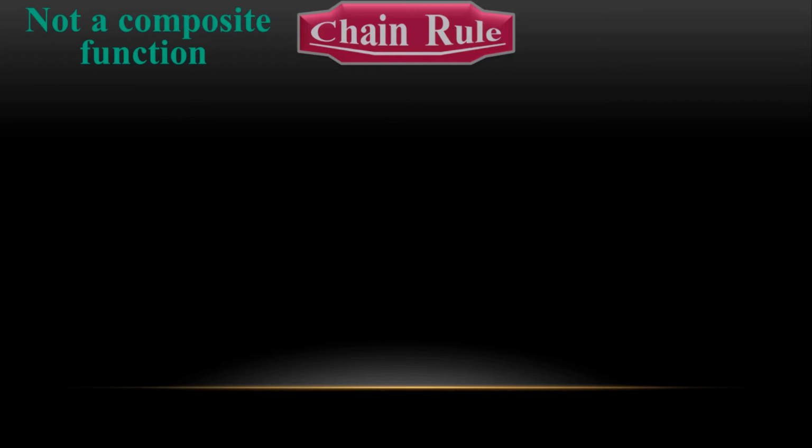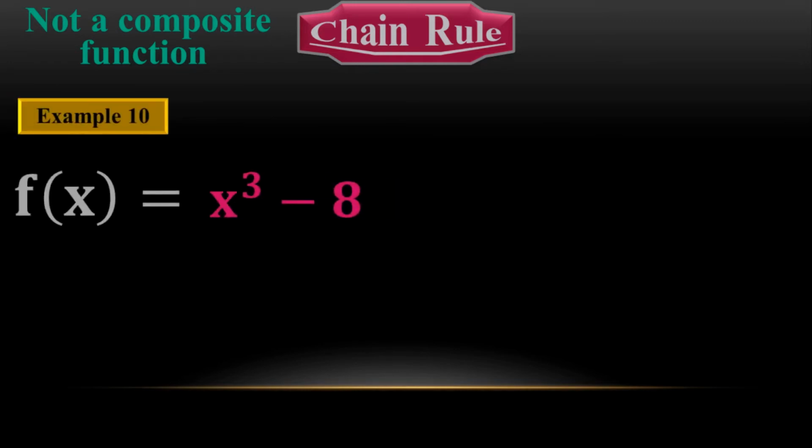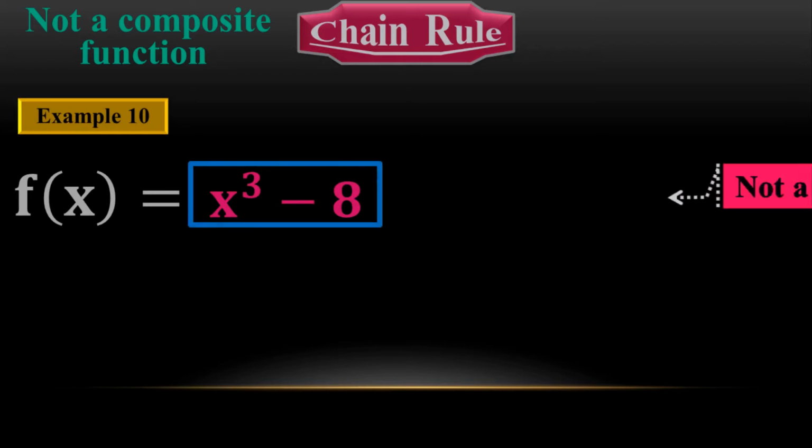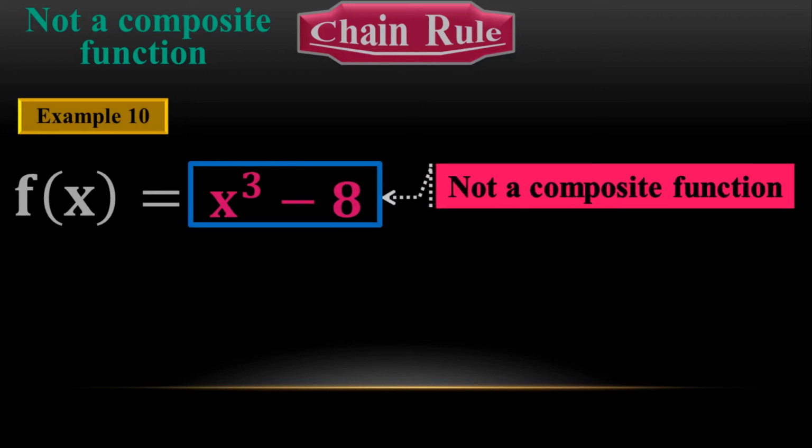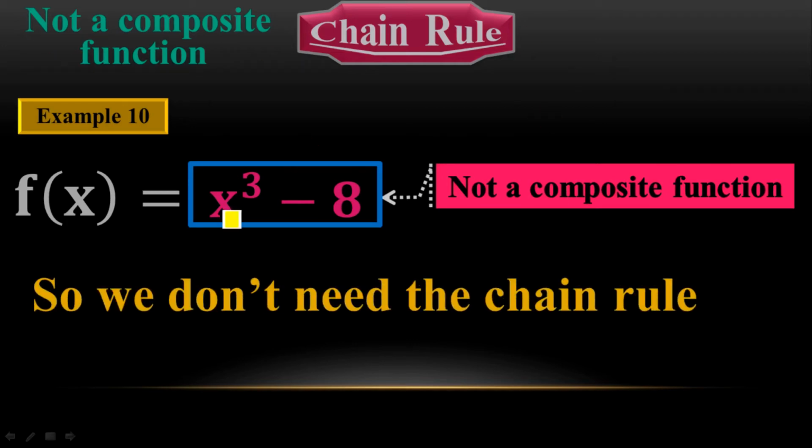One more example, example 10. If f of x equals x to the 3 minus 8, again, when you look at this function, it is not a composite function. It is not the composition of two or more functions. Therefore, we don't need to use the chain rule. X to the 3 minus 8 is a single function. In case we had x to the 3 minus 8 to the whole square, then we would have considered it a composite function. But right now, it is not a composite function, so the chain rule is not applicable here.